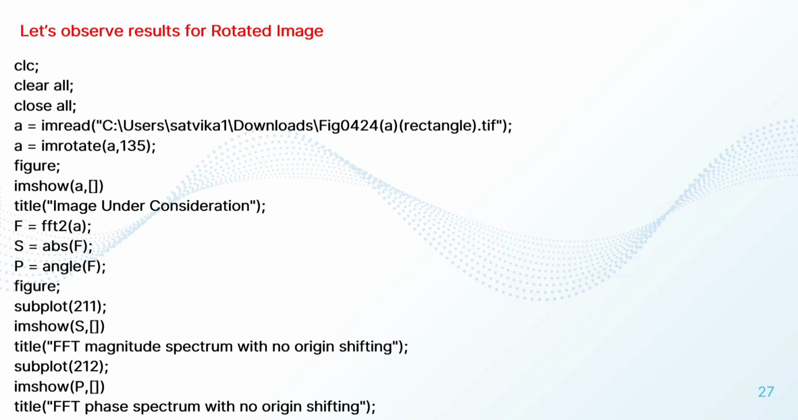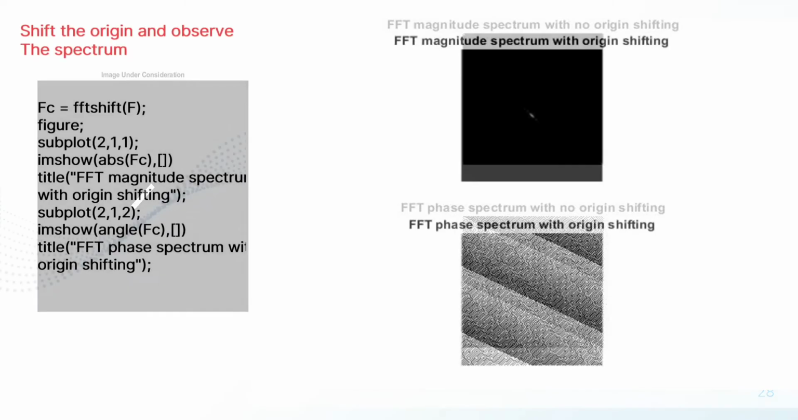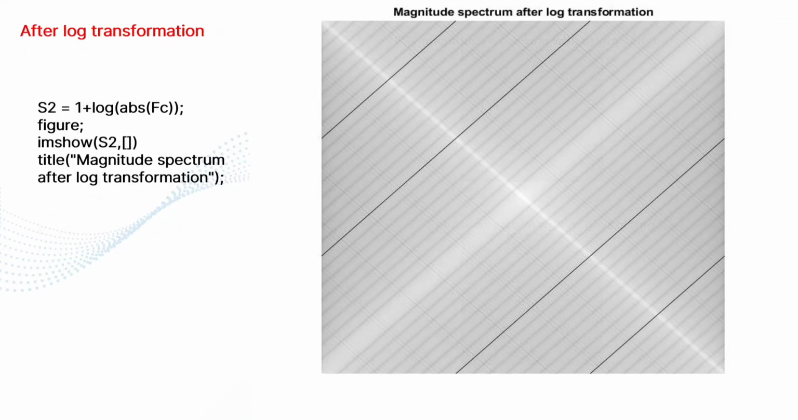Let's see the results for the rotated image. On the left, a 45 degrees rotated image and on the right, the magnitude and phase spectrum without origin shifting can be observed. After origin shifting, you can observe that the magnitude spectrum is also rotated by 45 degrees as compared to that of the reference image. The phase spectrum is also different. The image spectrum after log transformation is also rotated by 45 degrees.